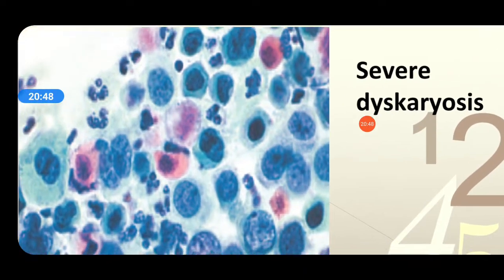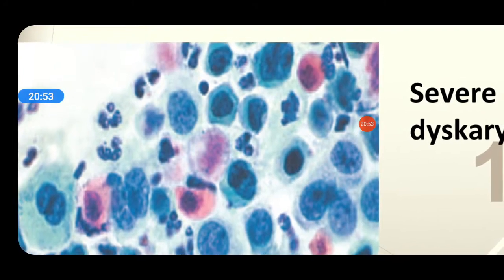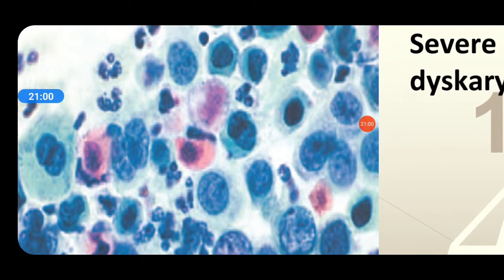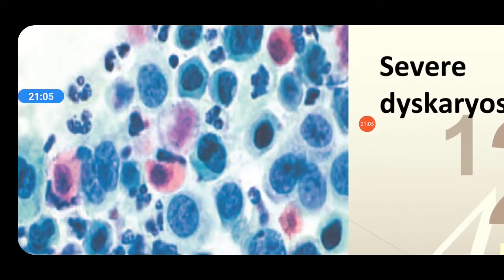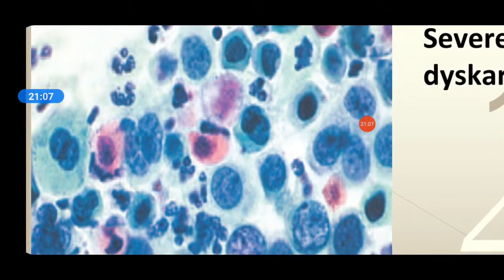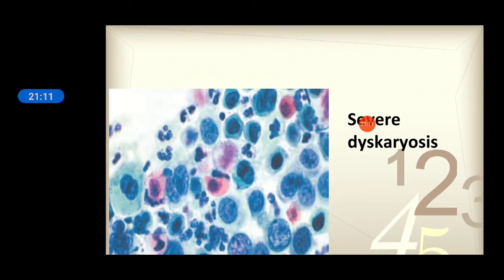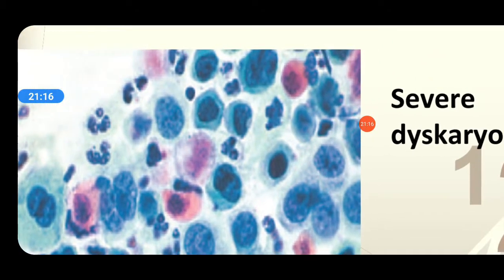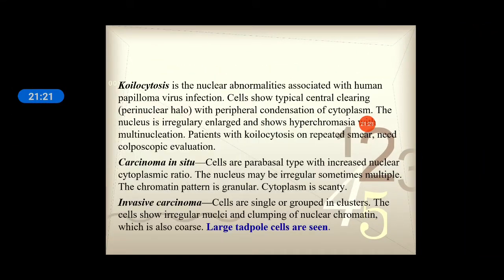See here, you can see a slide of severe dyskaryosis. You can see the cell's nucleus is very large, and you can see a rim of cytoplasm around the nucleus and different shapes of nuclei. And you can see in some cells there are multiple nuclei, and you can see dense chromatin here, and most of the basal cells, which stain blue. You can see the most numerous are basal cells compared to other cells.